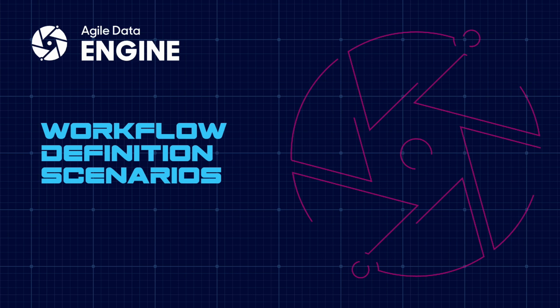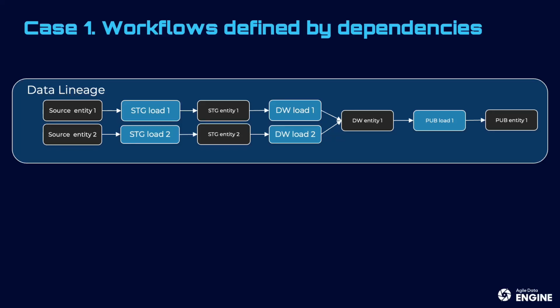Before we look at how workflows are defined in Agile Data Engine, let's explore some typical workflow definition scenarios. In example 1, the schedule is defined only for the first loads of each pipeline on the staging level. Both data warehouse and publishing layer loads inherit them. In other words, once the data appears in the source, all outgoing loads related to it are subsequently executed. The execution path is determined by the dependencies between entities.